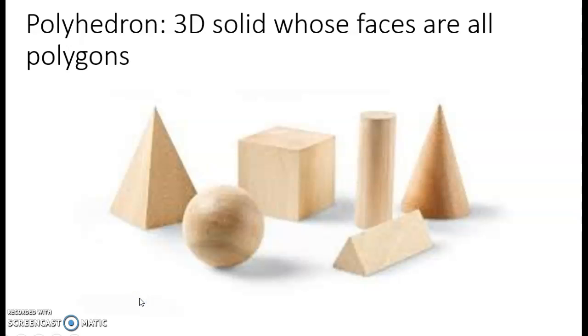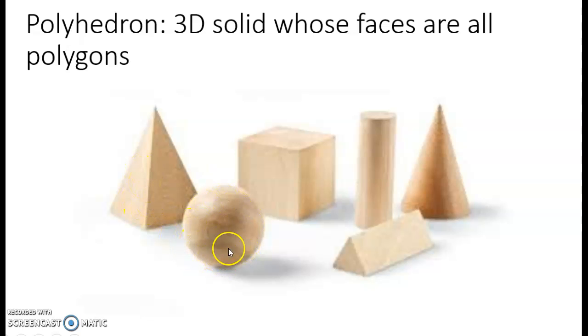Before we get there, we need to know the figures that we're talking about. We are talking about polyhedra, which are 3D solids whose faces are all polygons. A face is a side of a figure. If you look at this pyramid over here, you've got a side that's a triangle, a side that is a triangle, and the bottom of it is a square. So that's a polyhedron. All the faces are polygons.